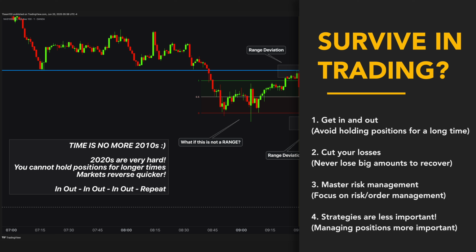Master the risk and order management, not the strategies. Most people focus on the strategies so much and forget risk and order management, which is actually much more important than the strategies.